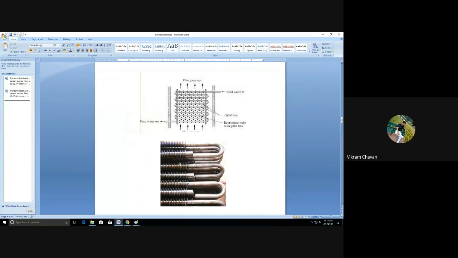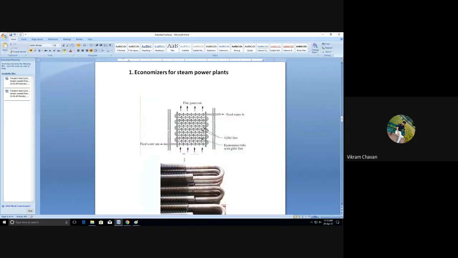are nothing but extended surfaces. By providing these extended surfaces or fins over the tube, the area available for the heat transfer will increase, and more heat will be transferred from the gases to the tubes. The fluid present in that tube will get heated, or that fluid temperature will increase. Okay, so this is one application, the economizer for steam power plant.